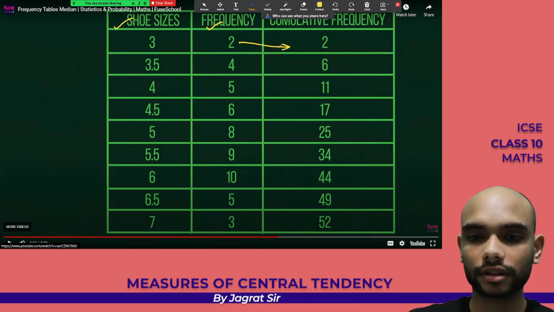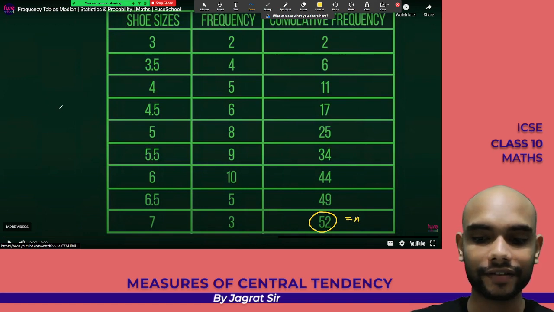Just note it down. 2 comes here. Now 2 plus 4 is 6. Then go down here. 6 plus 5 is 11. 11 plus 6 is 17. This is how you will follow down. Okay. So finally you will get 52. This is your n.